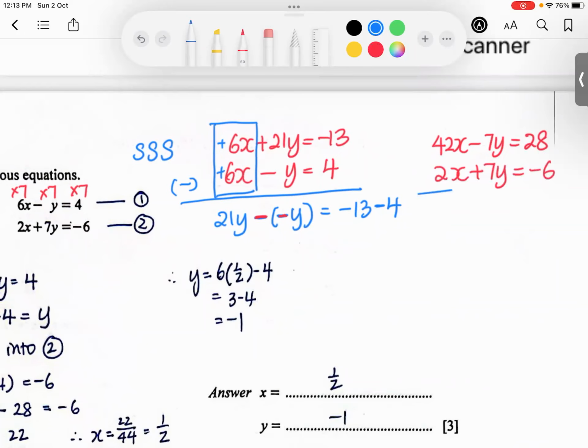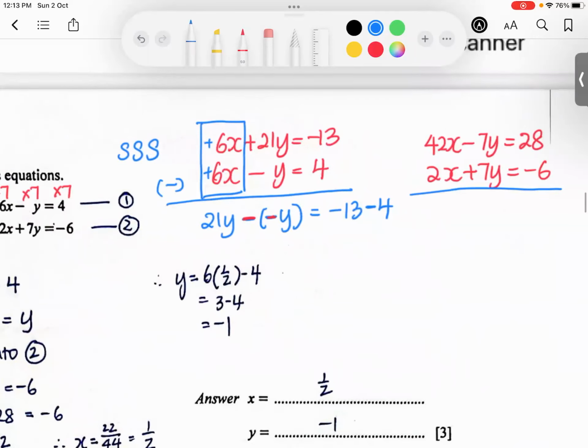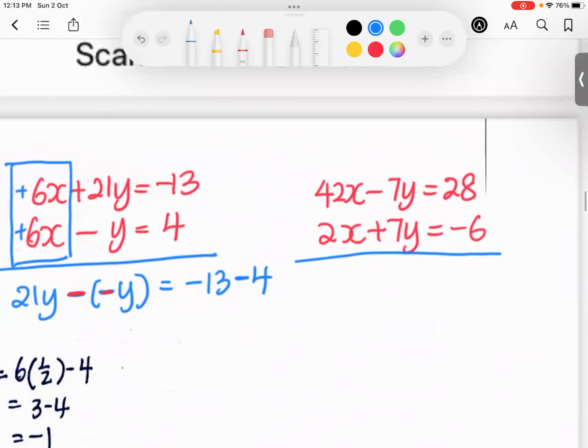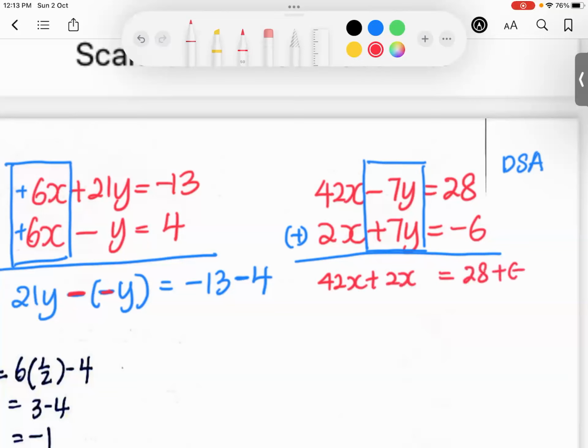Okay, so how do I know whether to add or subtract? I made y the same, so I look at the sign for y. Different signs, you add them together. So this will be 42x plus 2x equals 28 plus negative 6.